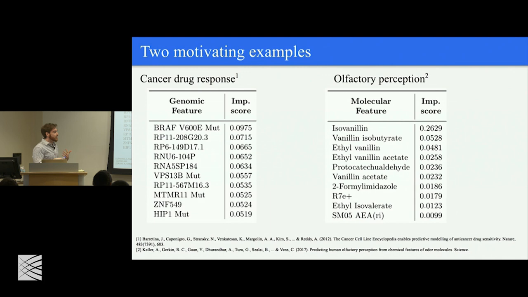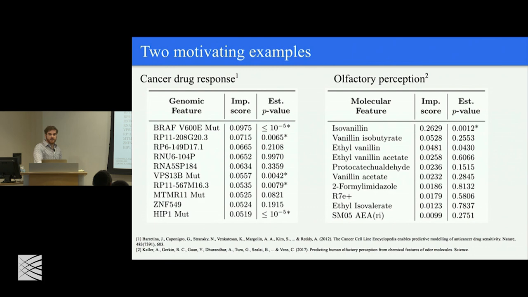And a lot of times it makes a lot of sense. So BRAF, you would hope, is a very important gene for predicting BRAF inhibitor response. And in fact, it is. And similarly, you would hope that things like vanillin are very reminiscent to a human of bakeries. So then the idea is that we're going to develop a method that can actually give you a valid p-value estimate for these features.